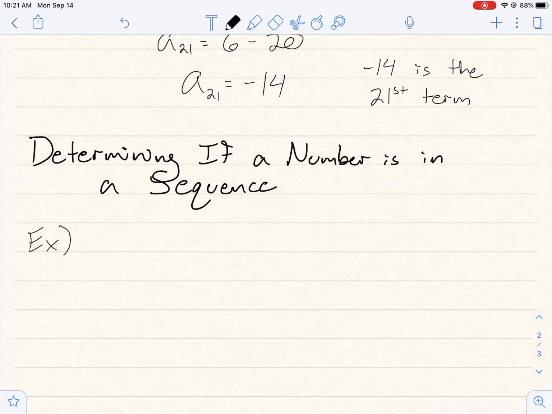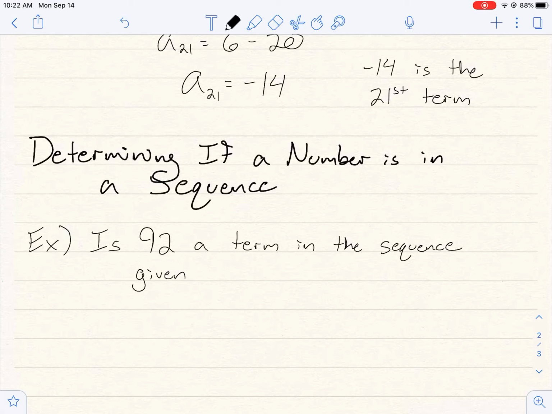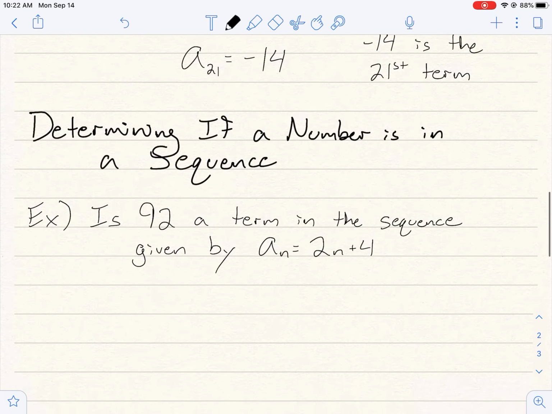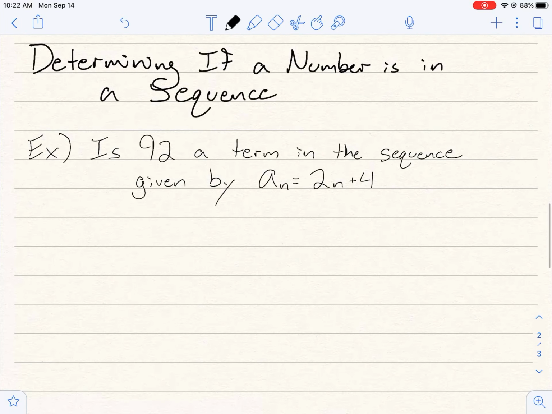So is 92 a term in the sequence given by a sub n equals 2n plus 4. So we're trying to determine, is 92 in this sequence that exists?